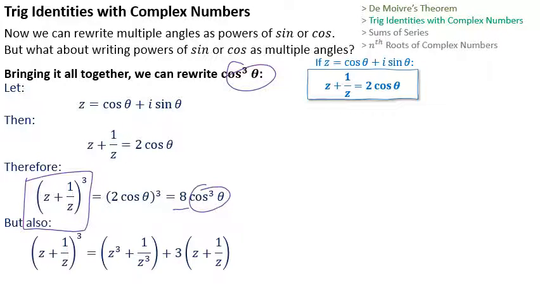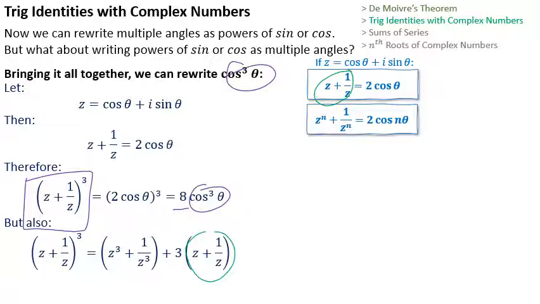So let's try it. We can expand (z plus 1 over z) cubed. You'll recognize this result from when we did it with (x plus 1 over x) cubed a couple of slides ago. What we end up with when we simplify things and group things conveniently is z cubed plus 1 over z cubed and 3 lots of z plus 1 over z. Well, we already know where the z plus 1 over z term is going to go because z plus 1 over z is 2 cos theta. But remember, z to the n plus 1 over z to the n is 2 cos n theta. So both of those terms can easily be converted into singular powers of cos.